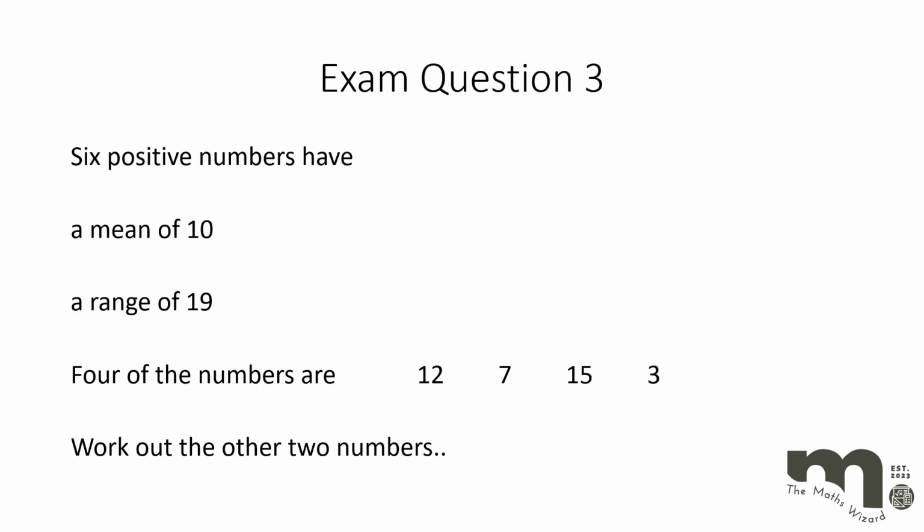Okay, one more final exam question. This is quite a challenging one. We've got 6 positive numbers which have a mean of 10. The range of those numbers has got to be 19, but we only know 4 of the numbers this time. So this time you've got to work out the other 2 numbers.